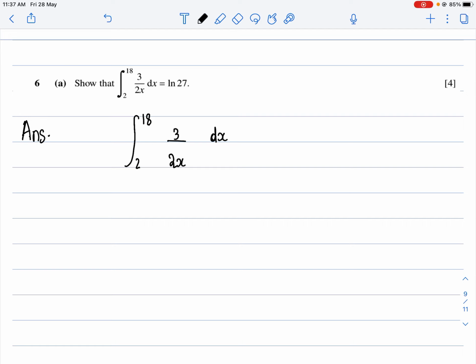This is the sixth question of the paper. As you can see, we need to integrate 3 over 2x with the limits 2 and 18, and we need to show that this is equal to ln 27. So now I can basically write this equation as 3 over 2 with the integration with the limits 2 and 18 of 1 over x dx.